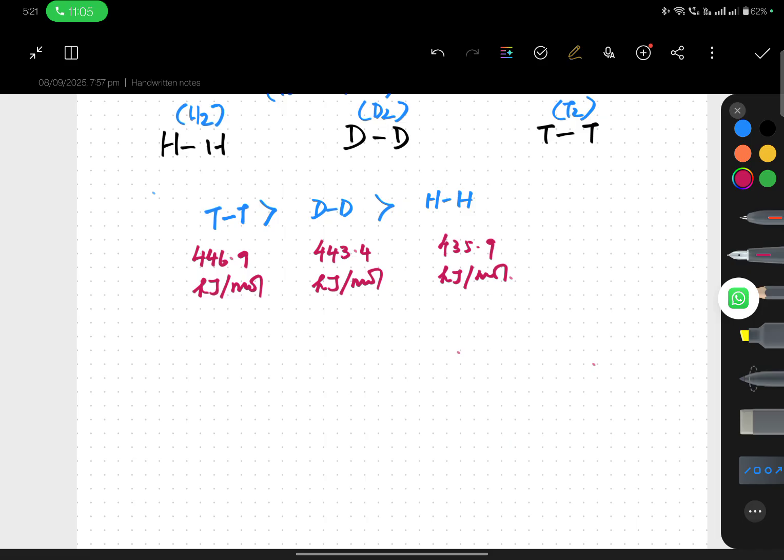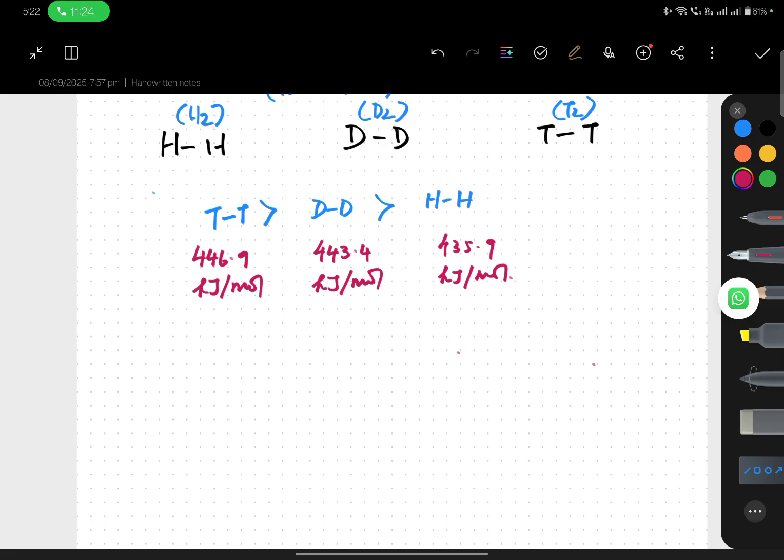Because it has 446.9 kilo. Ma, I am asking why that value is so high. I'm not asking you to read out the value. Why is the value more? What is the chemistry behind it?